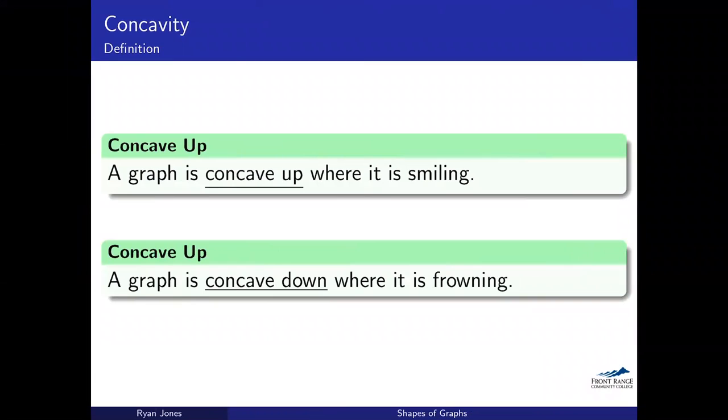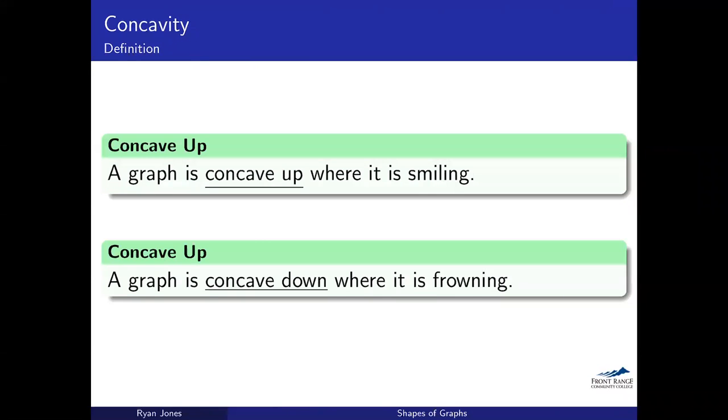So this idea of concavity, we can describe it as being concave up or concave down. You could say the concavity is up or down. And a very intuitive, very colloquial way of thinking about this is just saying, hey, is my function smiling or is it frowning?